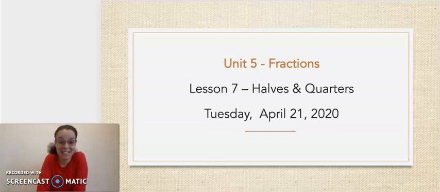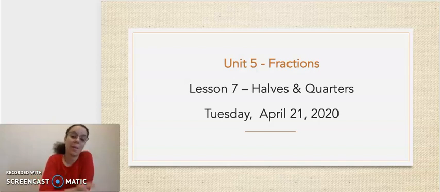So excited to continue talking about fractions today. Yesterday, we learned about equal and unequal parts. And how do we know if something's equal again? If it's the same and the same. Yeah, it has to be the same size and it has to be the same shape.